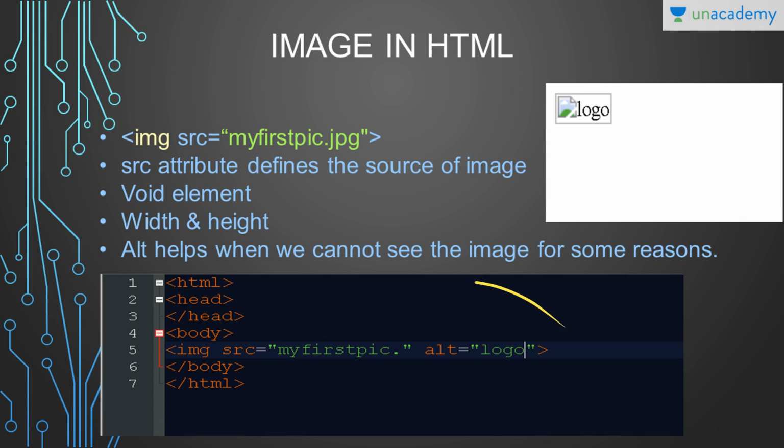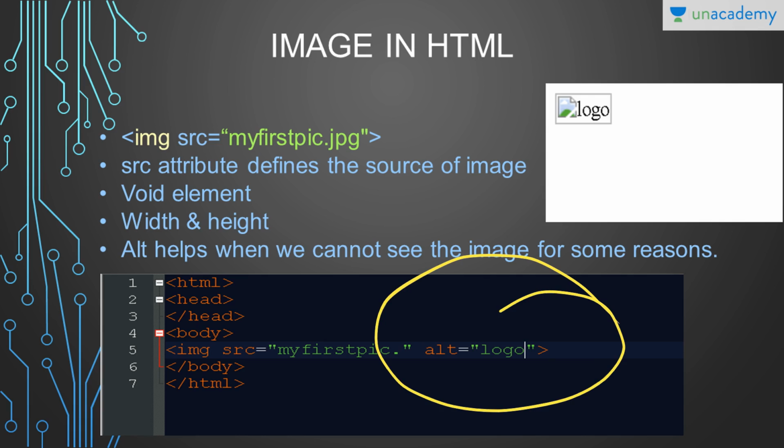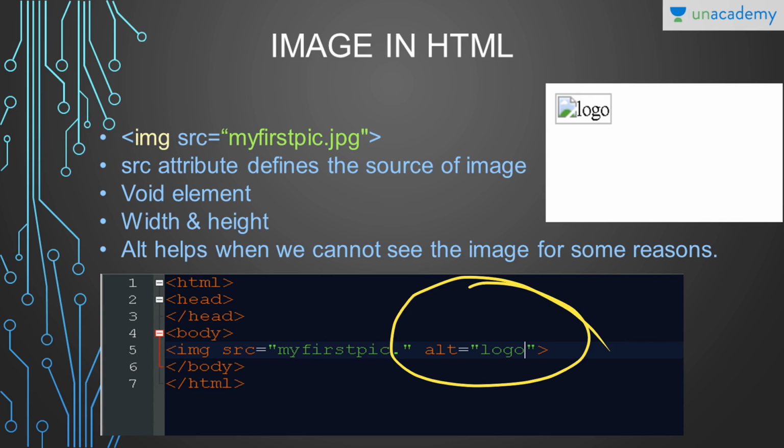Now ALT, right, this is another attribute for image. You can see here I've used the ALT, which is the alternate attribute. Now what if, because of some reason, your image is not visible in your web page? Maybe because of the internet connection, or maybe because of the source file or something like that, your image is not visible in your web page. Now we will be using the alternate, which is the ALT attribute of our image.